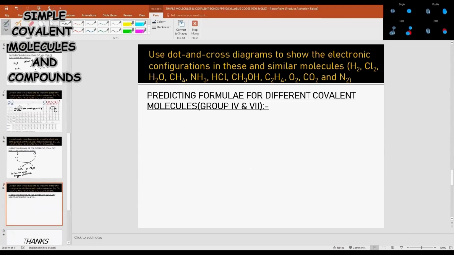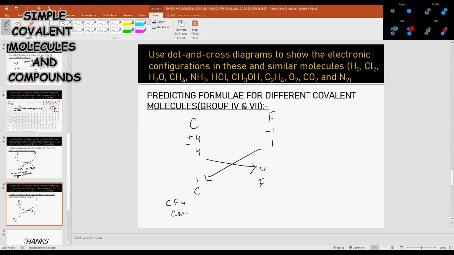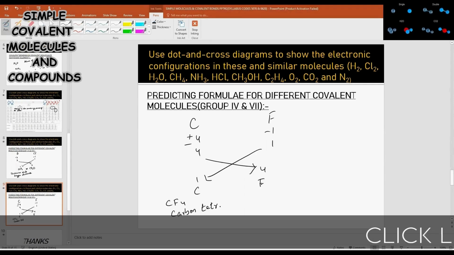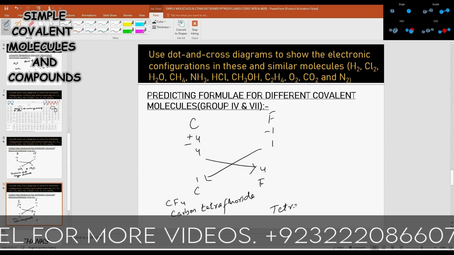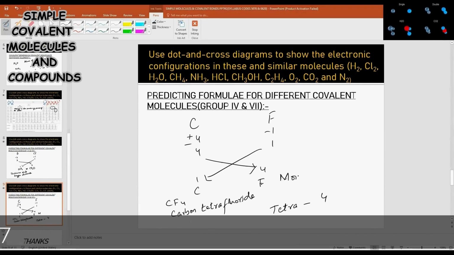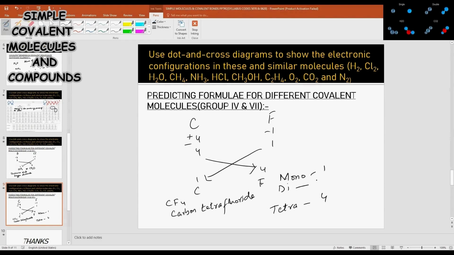Now let's work out the formula between carbon and fluorine. Carbon belongs to group 4, so valency will be +-4. Fluorine belongs to group 7, the valency will be -1. Ignore their charges. Now these subscripts will be exchanged. So there will be 1 carbon and 4 fluorine atoms. So we have CF4. We call it carbon tetrafluoride. Tetra means 4. We write here mono means 1, di means 2, tri means 3. Just for your knowledge.